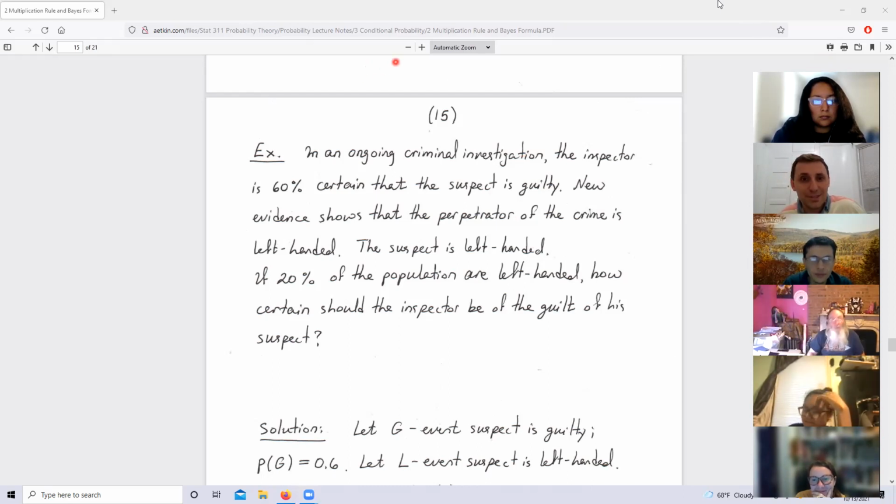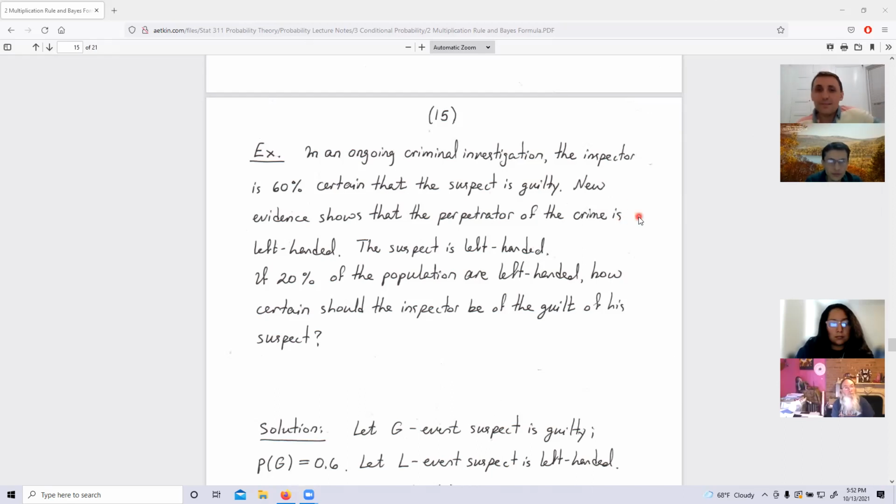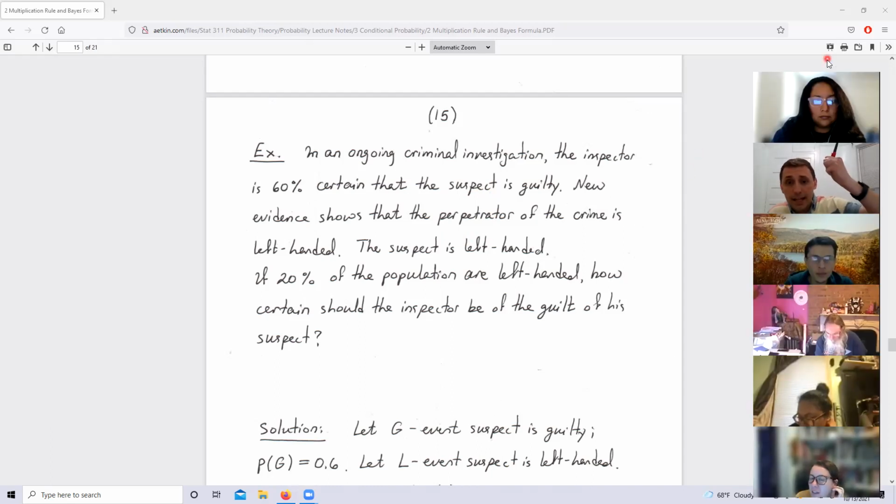So, 60% are guilty. Now, we know that the criminal was left-handed, right? Left-handed criminal, for sure. We just do not know if this particular guy is left-handed or not.